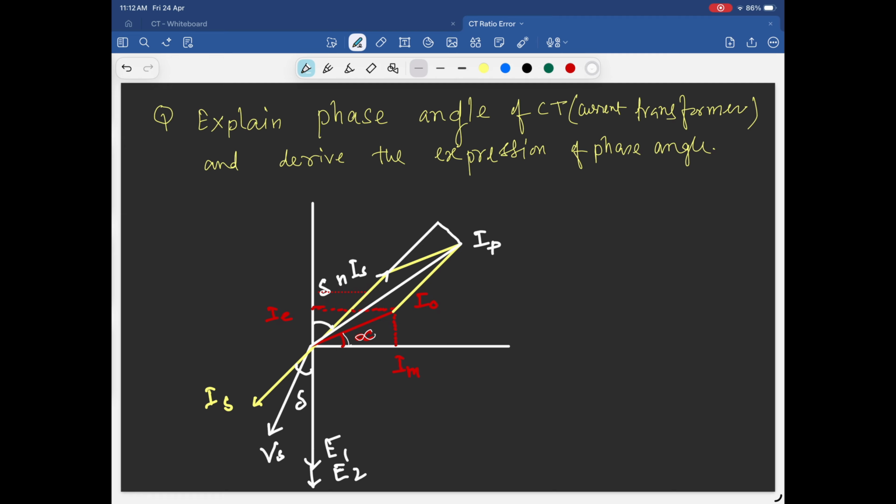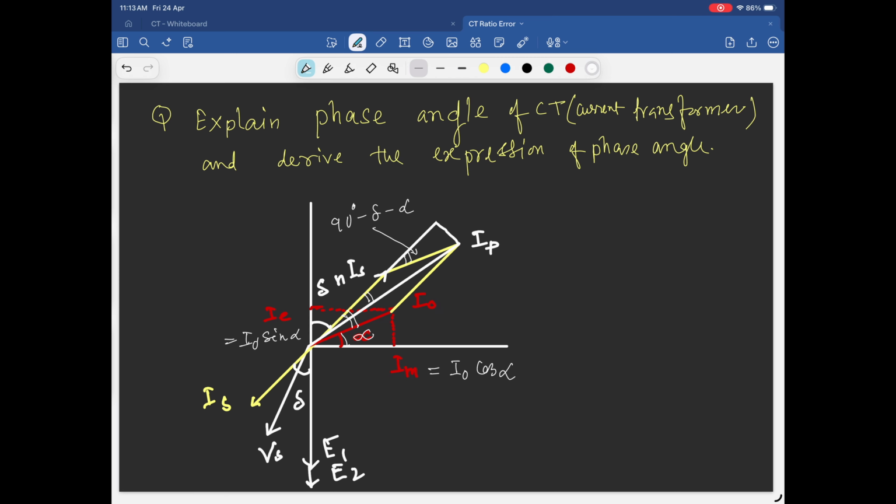The angle between IS and E1 is delta. So naturally the angle between NIS and the vertical axis is delta. So if I project NIS and draw a perpendicular to the point IP, we have delta on one side and alpha on the other. So this angle will be 90 degrees minus delta minus alpha.